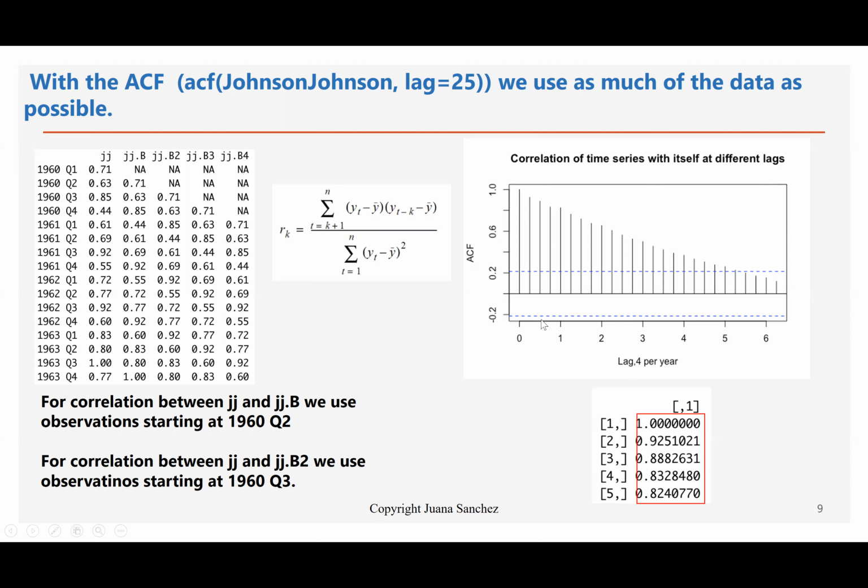And within a year, you have four observations because the Johnson is quarterly. And therefore, you're going to have 4 autocorrelations: R1, R2, R3, R4. R1 represents correlation YT minus 1, R2 correlation YT minus 2, R3 correlation between YT minus 3, R4 correlation between YT and column YT minus 4.